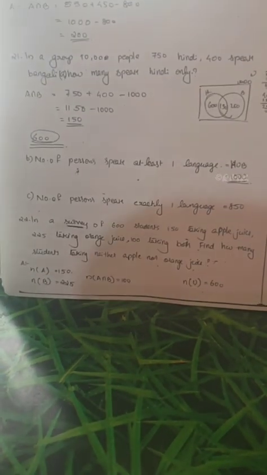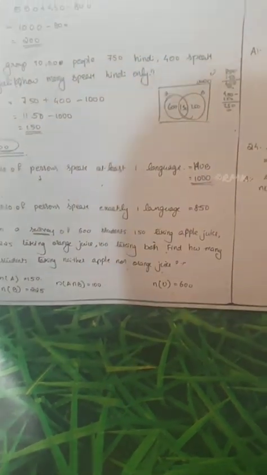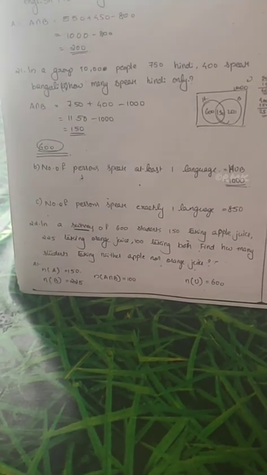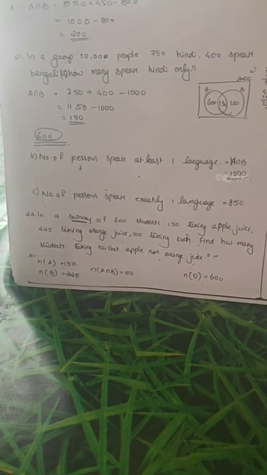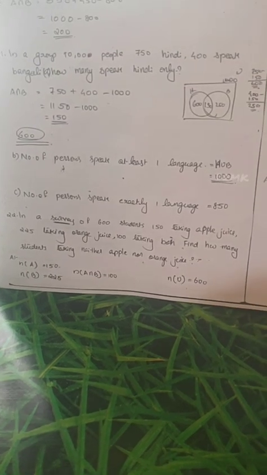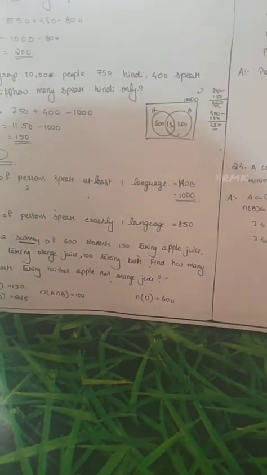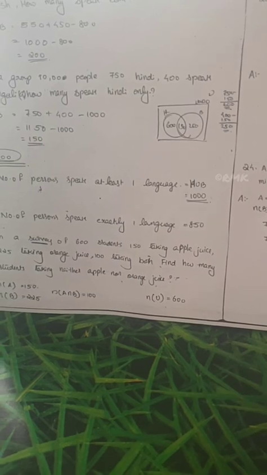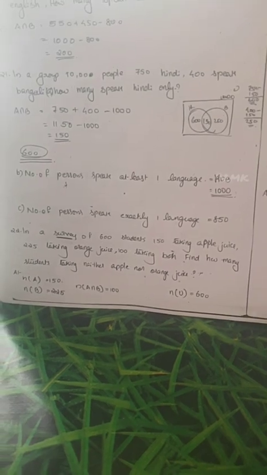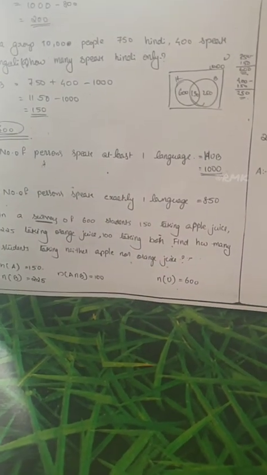In a survey of 600 students, 150 taking apple juice, 225 taking orange juice, 100 taking both. Find how many students are taking neither apple juice nor orange juice. Here n of A is 150, n of B is 225, n of A intersection B, both, is 100. Survey means the total n of U, the universal set, has 600 members.